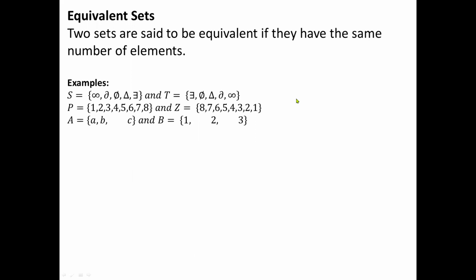Another example, set A and set B. A, B, C, 1, 2, 3. Equivalent. Kahit na walang makakamuka, equivalent sila. Kasi pareho sila ng bilang ng mga elements. Ang set A may 3 elements. Ang set B, meron ding 3 elements or members.